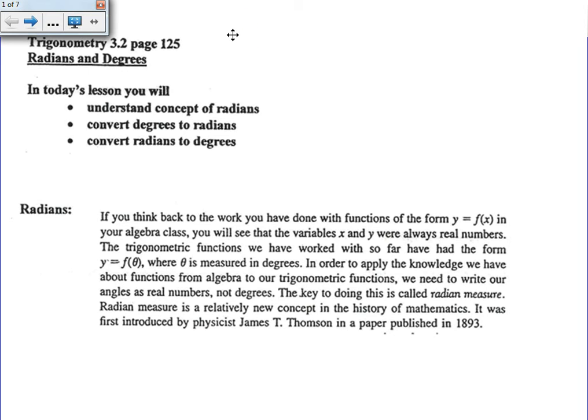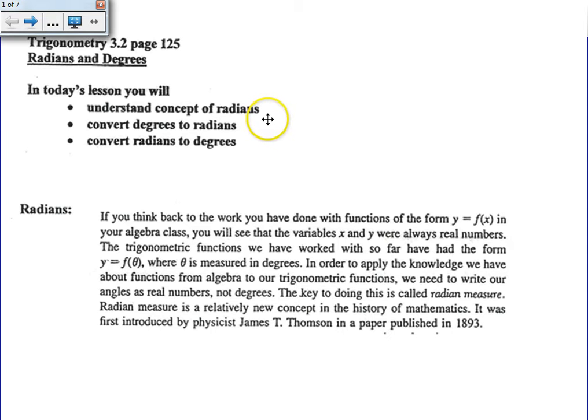In today's lesson, this is section 3.2 in our Trig book, and we're going to talk about radians and degrees. So our concepts for today, we're going to understand what a radian is, convert from degrees to radians, and convert from radians to degrees, and a little bit more than that even.